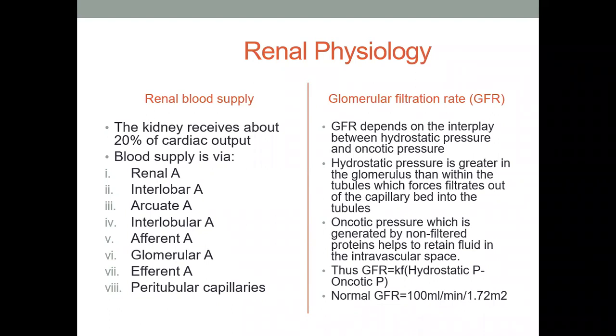So the glomerular filtration rate, the rate at which filtrate is released from the glomerulus, is equal to K, a constant, times hydrostatic pressure minus oncotic pressure. Normally, it is about 100 ml per minute per 1.72 square meters. All right, so this is the normal glomerular filtration rate in normal patients.